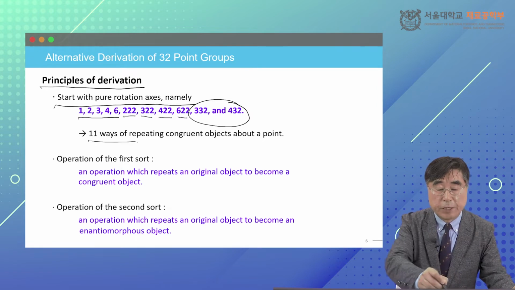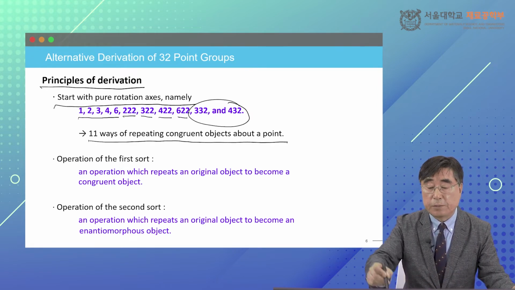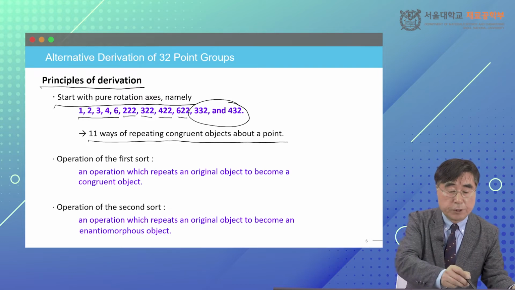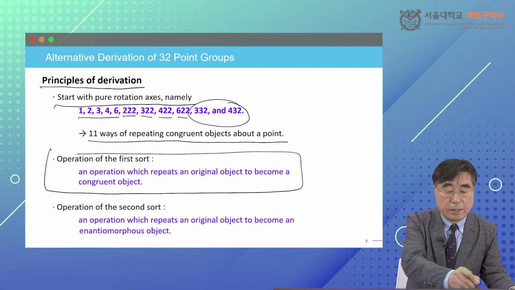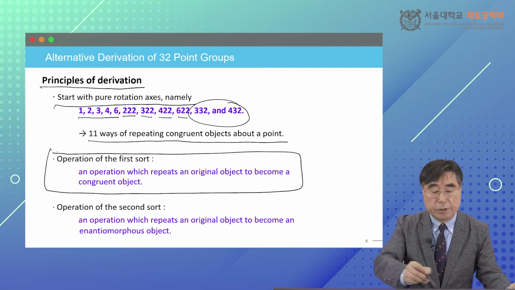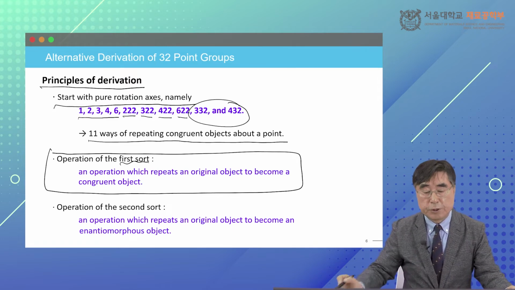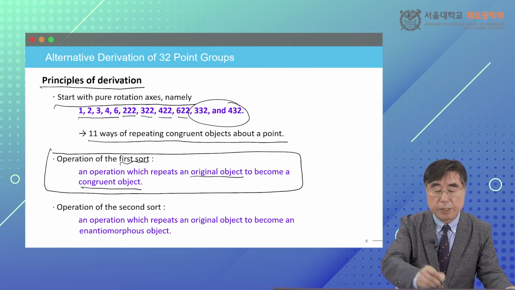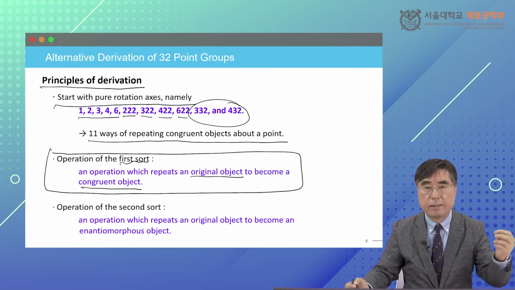So there are 11 ways of repeating congruent objects about a point. Here, congruent objects means that a right hand is preserved as a right hand. And an operation of the first sort is an operation which repeats an original object to become a congruent object. Right hand, right hand, right hand.